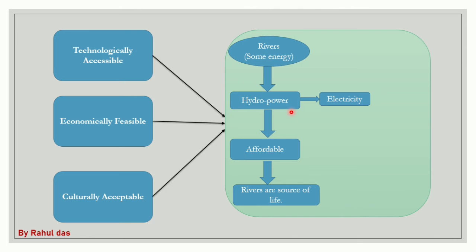From the energy of the river, we generate electricity using the technology that is hydropower. The cost of electricity from this resource is very cheap, and almost everyone can afford it. Therefore, now we can call all the rivers resources because they are technologically accessible, economically feasible, and culturally acceptable. Okay, now we'll move on to the next slide.